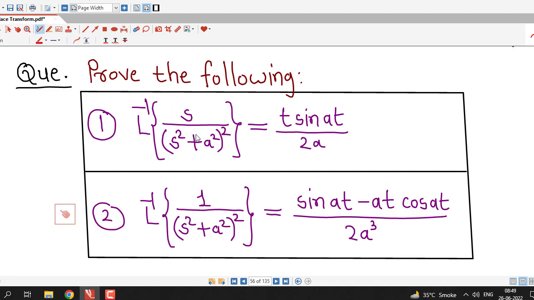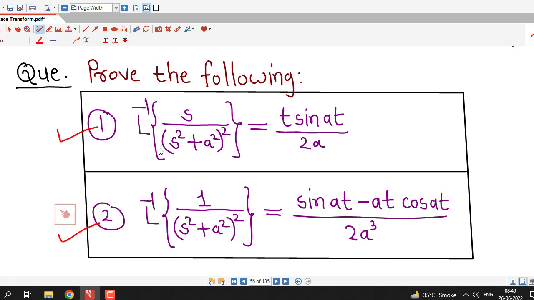Inverse Laplace transform of s divided by square of s square plus a square is given by t sin at divided by 2a. And inverse Laplace transform of 1 divided by square of s square plus a square is given by sin at minus at cos at divided by 2 times a cube. In some examples we will require these two formulas for finding inverse Laplace transform. So we will remember these two formulas also.